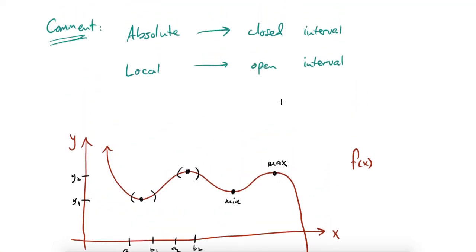And again, local maxes and mins rely on open intervals. The definition of absolute doesn't rely on any kind of interval, but if you want to guarantee that they exist, you're going to need closed intervals.